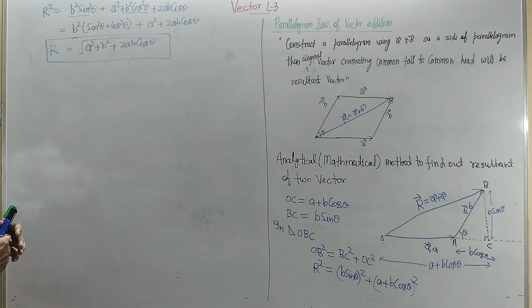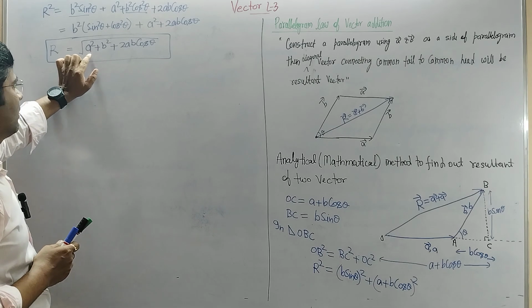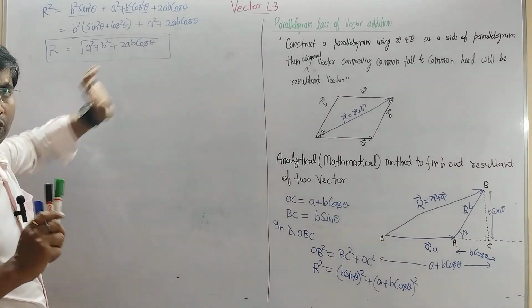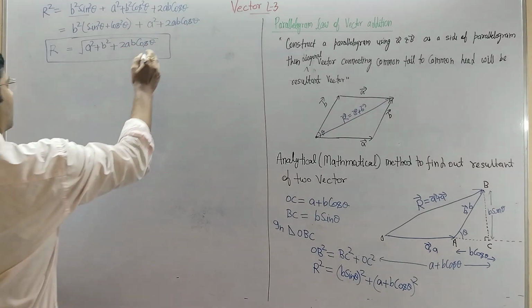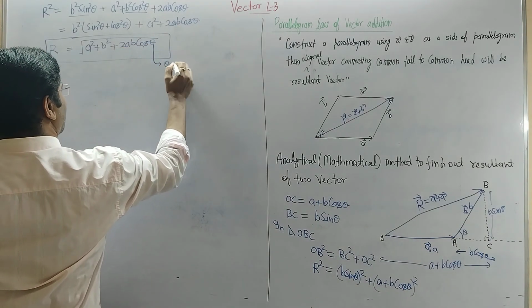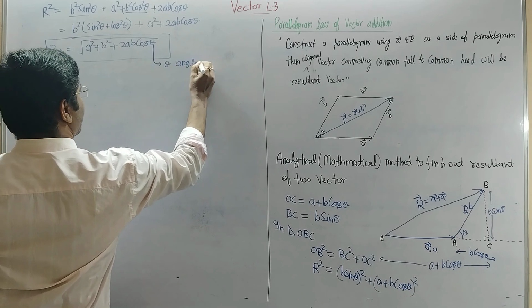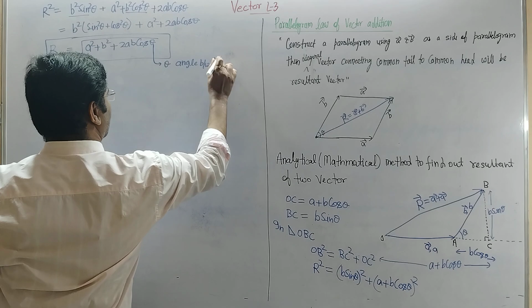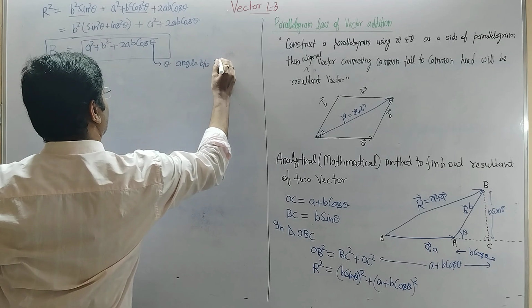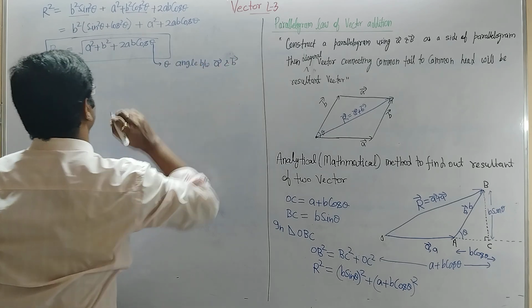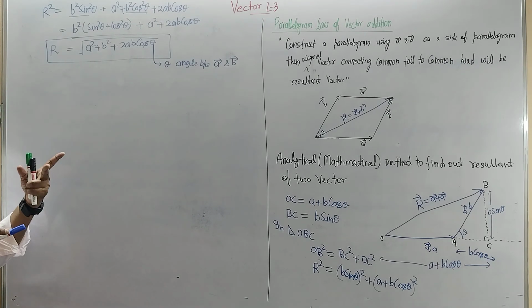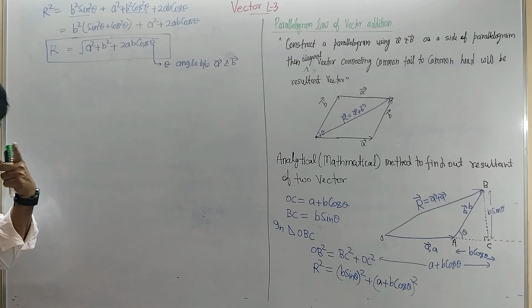Where A is the magnitude of one vector, B is the magnitude of another vector, theta is the angle between two vectors. So here this theta is the angle between A and B. So this is how we can find the resultant. But we know that this resultant is a vector quantity because we are adding two vectors, so the resultant will also be a vector.